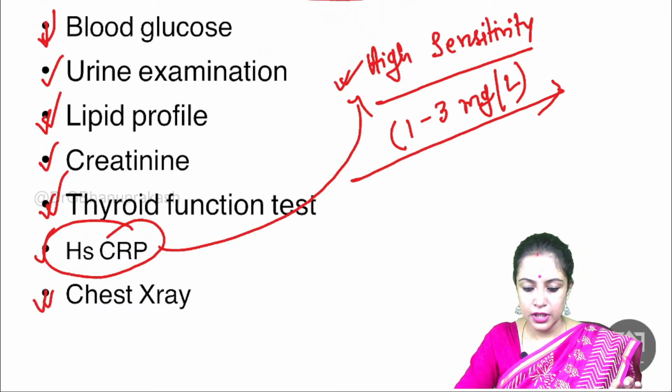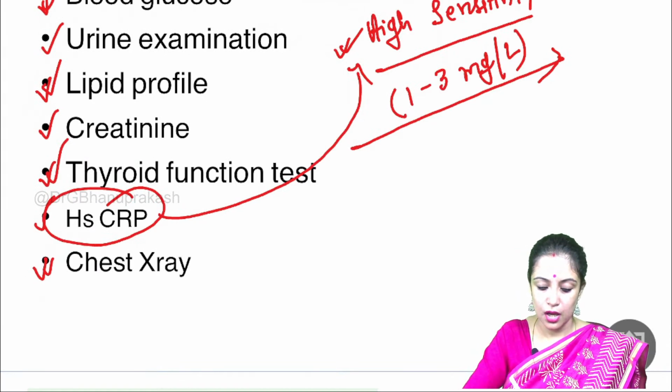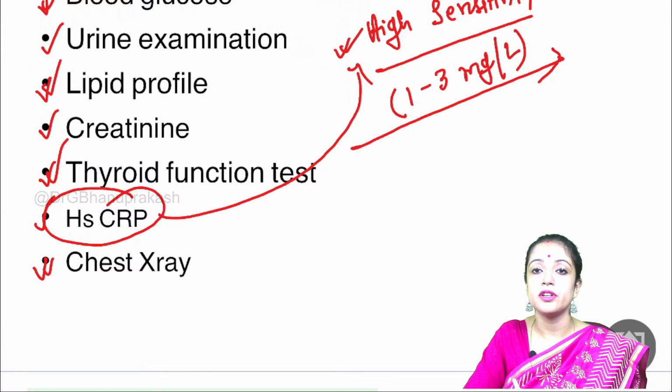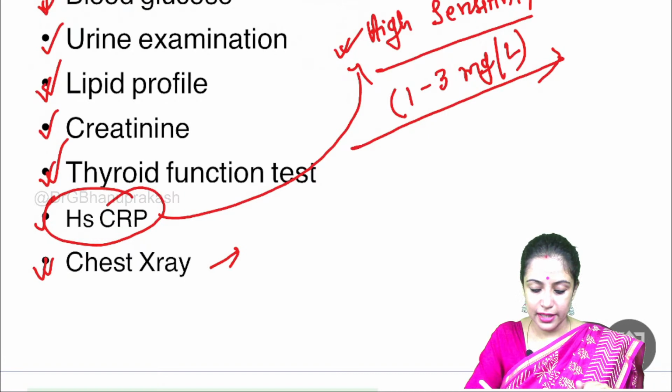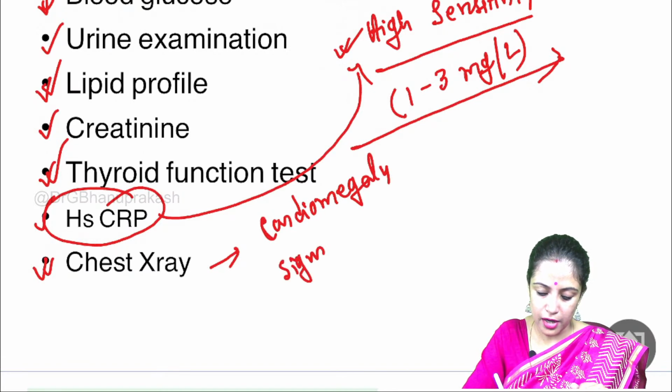Chest X-ray. We need to definitely do a chest X-ray. Chest X-ray gives us many information. From the chest X-ray, we will know if there is any cardiomegaly or not. We can find out if there is any signs of heart failure.